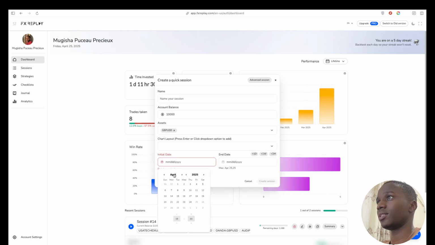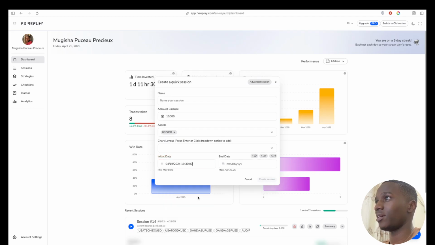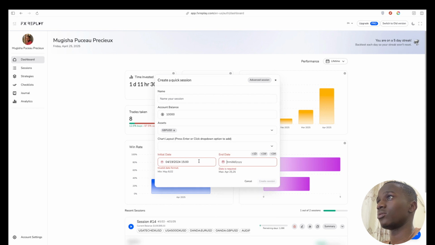Okay, we will start from Friday, April 19th, 2024. Yeah, this one right here. And it will be 15. And the end date, okay, the end date will probably be this one. The end date will probably be yesterday.